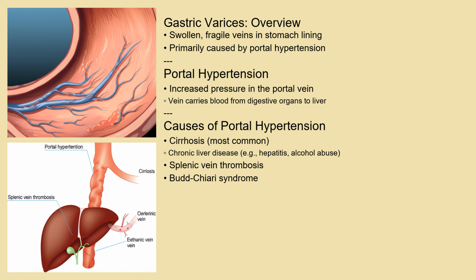This is an increased pressure within the portal vein, the major vessel carrying blood from the digestive organs to the liver. Conditions like cirrhosis, caused by chronic liver disease like hepatitis or alcohol abuse, are the leading drivers of portal hypertension. Less common causes include splenic vein thrombosis, a blood clot in the vein draining the spleen, and Budd-Chiari syndrome, which blocks the hepatic veins draining the liver.